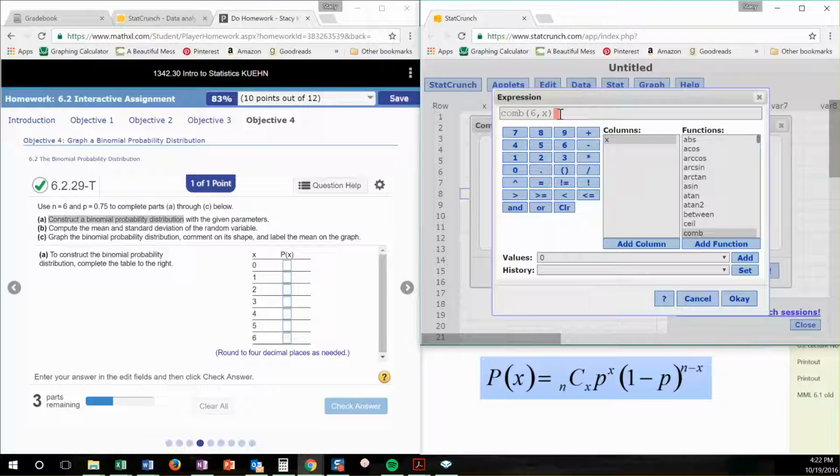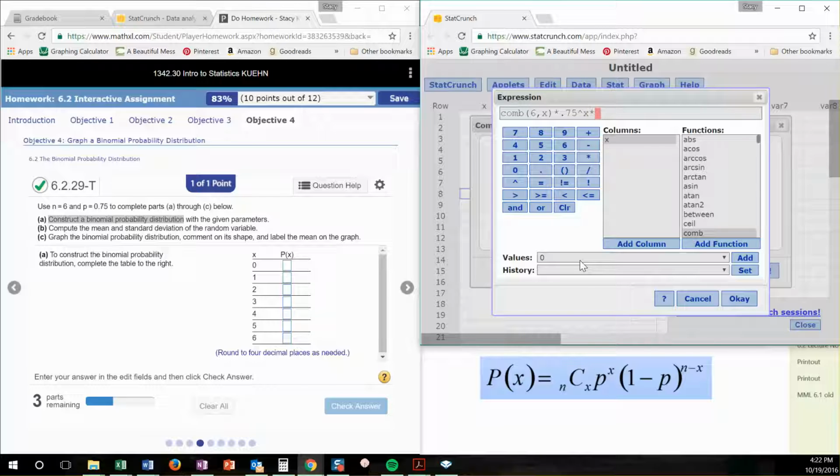Now, the next part of my formula says I'm going to multiply that by the probability given to me in my problem, which is 0.75, raised to the, oops, I think I need a multiplication sign in there. So I'm going to say times the probability p, which was 0.75, raised to the x column in StatCrunch. So to raise it to a power, I click this caret. And again, I want to raise it to the x column. And then I'm going to multiply it times this part of the expression.